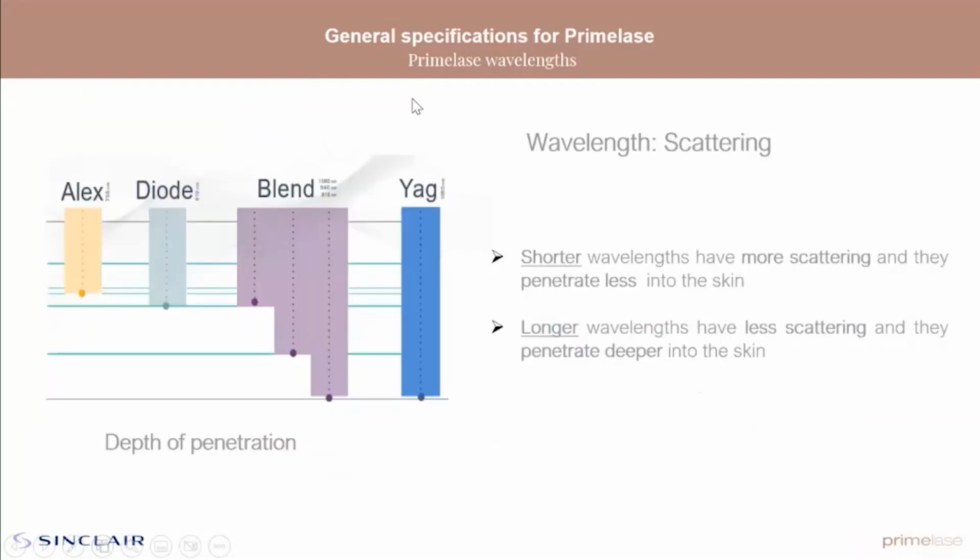So this is another graph. We are talking about the same wavelengths, but regarding the scattering. So we said it was important to know if the wavelength was shorter or longer because it affects how deep it will penetrate. So as you can see now, Alex is the shortest one, so it acts more superficially. Diode is the next one, a little bit longer, so it has the capability of penetrating a little bit more. Blend, because it's this triple wavelength, has the possibility of penetrating at 3 different depths. And the YAG, which is the longest one, offers the possibility of going deeper than the rest.